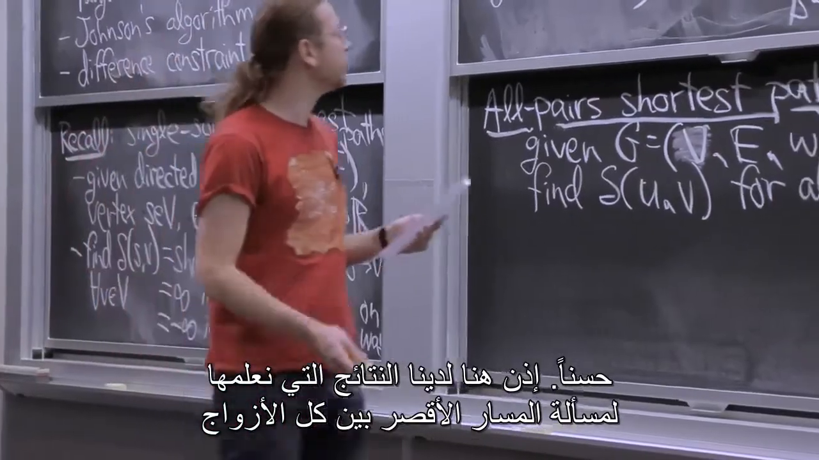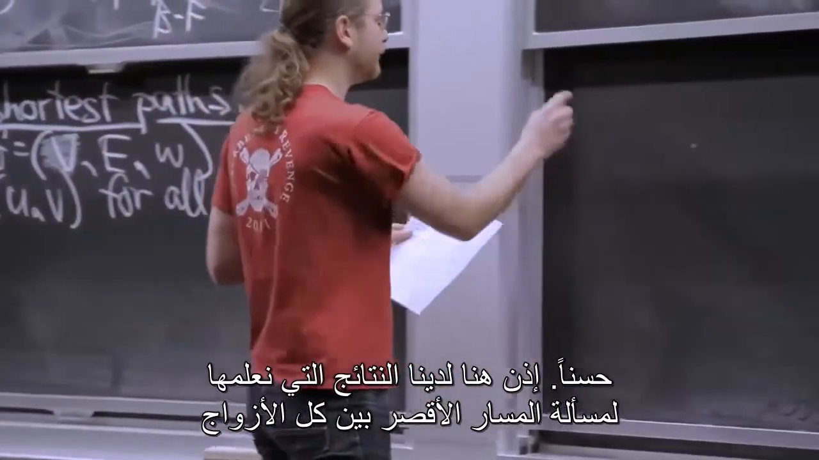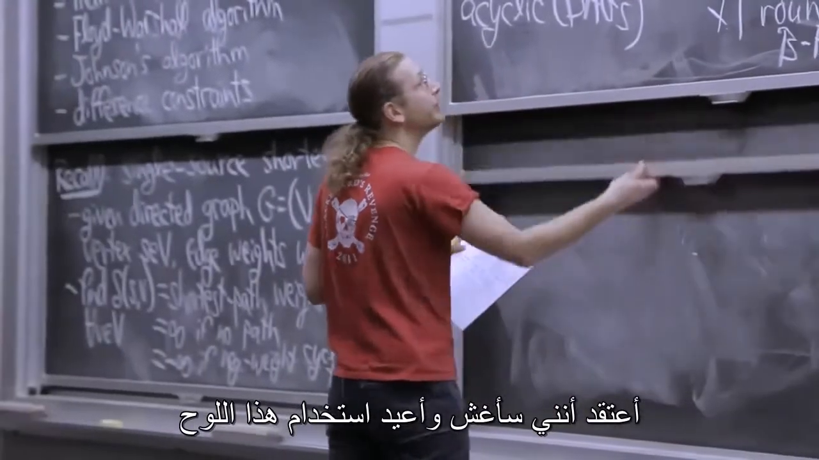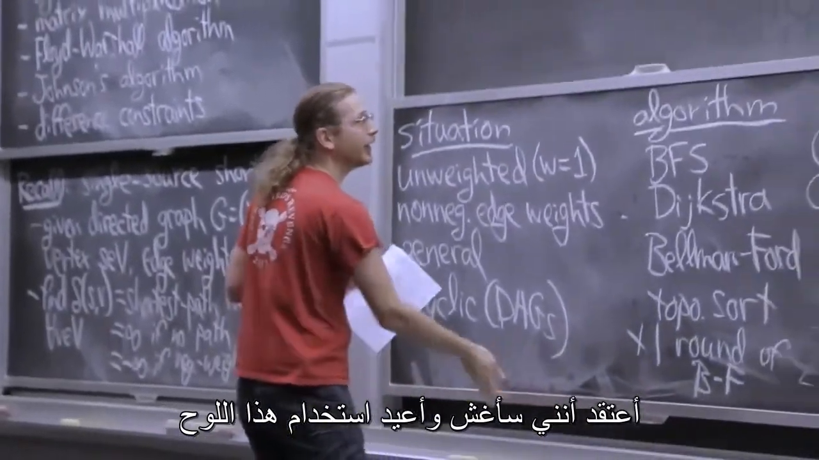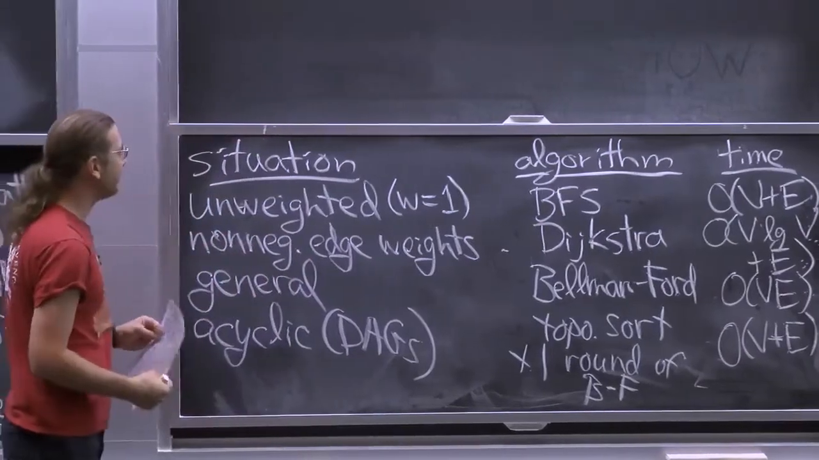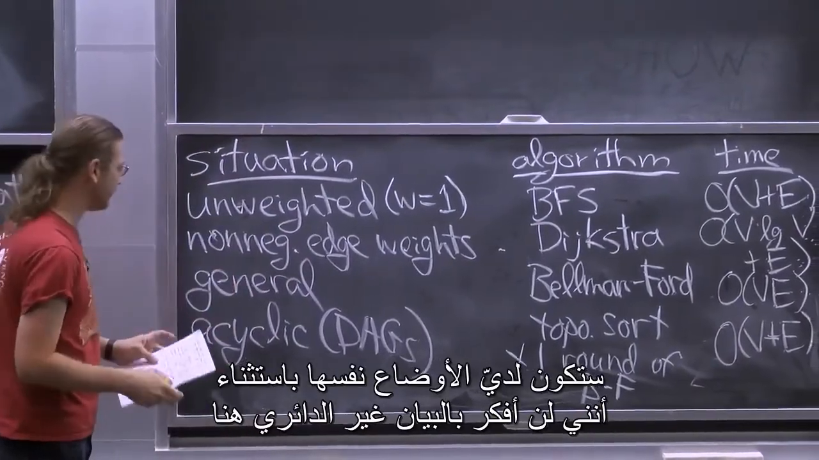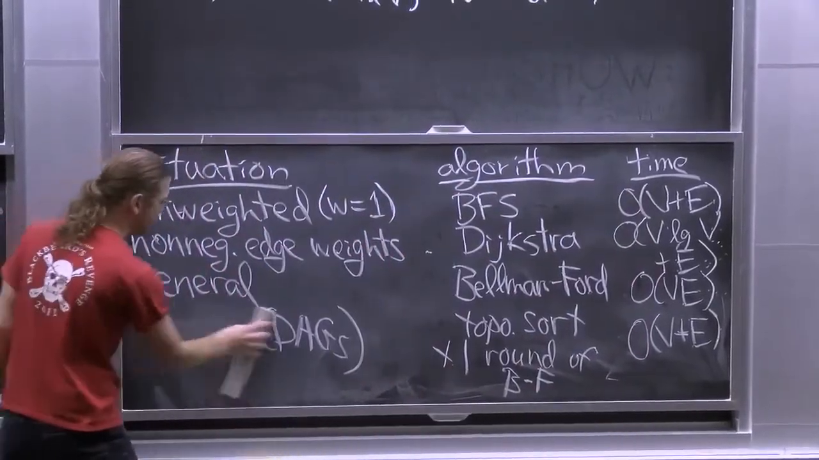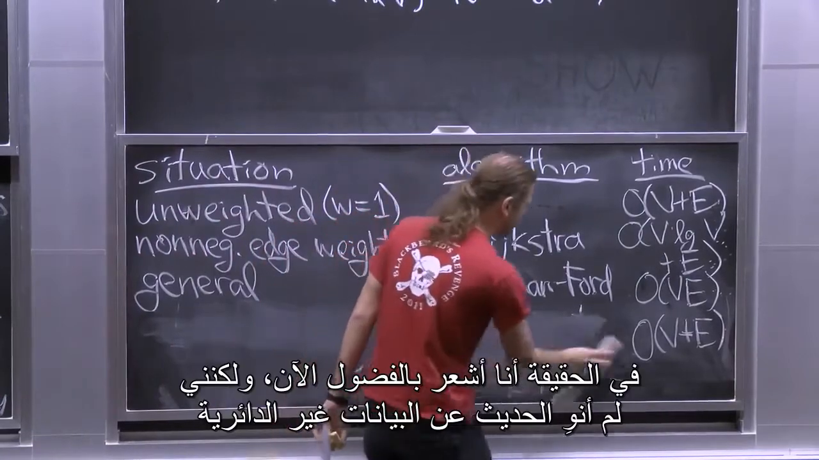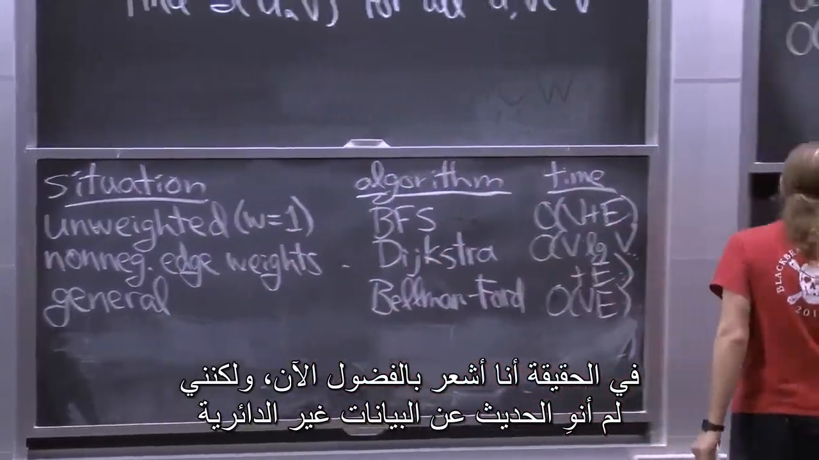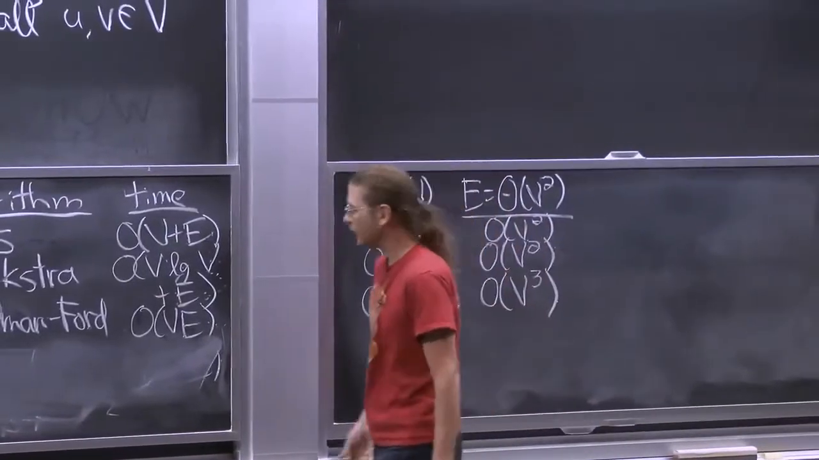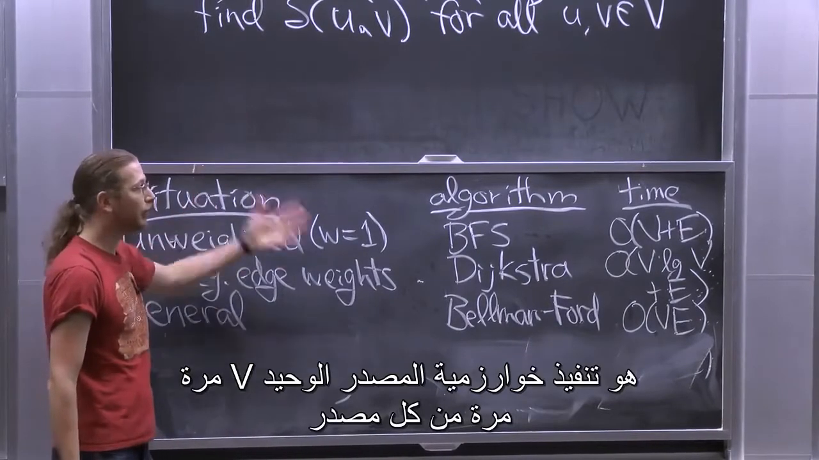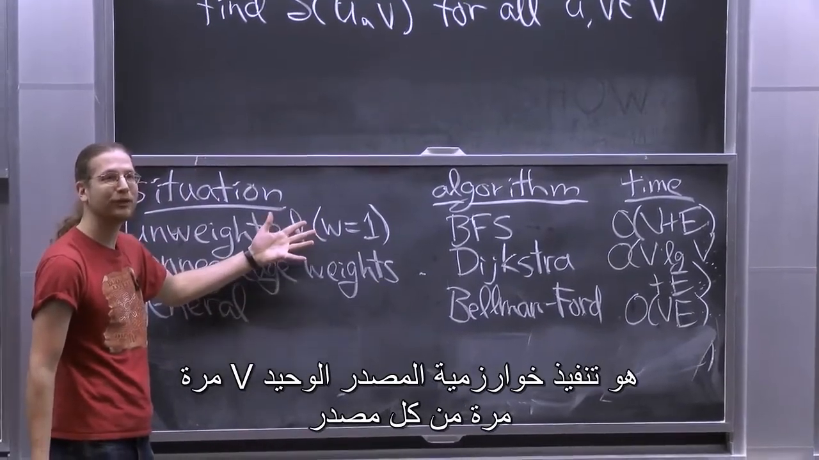OK, so here are the results we know for all pair shortest paths. I think I'm going to cheat and reuse this board. So same situations, except I won't think about acyclic graphs here. They're a little less interesting. And so the obvious thing to do to solve all pair shortest paths is just run the single source algorithm V times, once from each source.